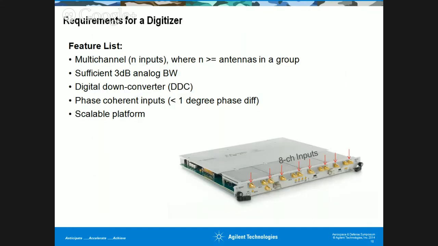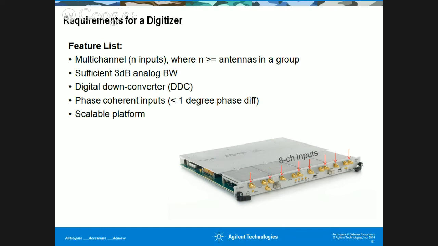So herein we are showing a multi-channel receiver to do the same job. Now this is an 8-channel input receiver, so that simultaneously you can have 8 receiver inputs with sufficient 3 dB analog bandwidth, providing the facility of digital down converter, as was already mentioned, giving you the advantages of the digital down converter which have already been mentioned. It gives you phase coherent inputs of less than 1 degree phase drift.